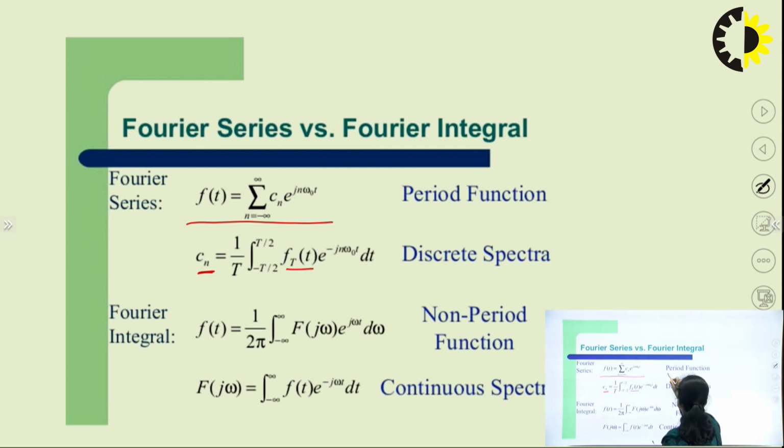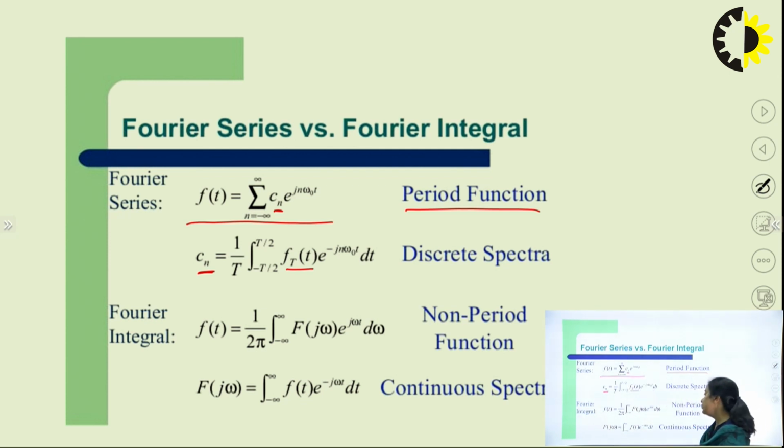It is a periodic function, and by using this Fourier series we draw discrete spectra. If we plot magnitude of Cn versus frequency omega, then we will have the magnitude discrete spectra, and if we plot frequency omega versus phase, then we will have the phase discrete spectra. So this is for the periodic function.